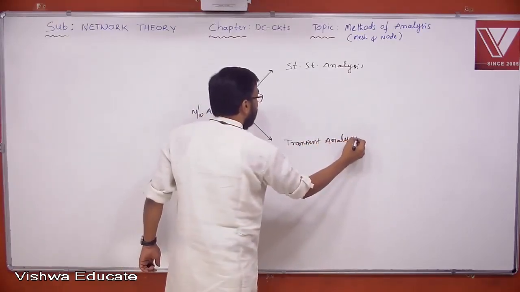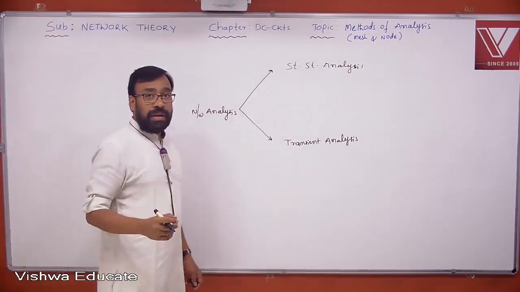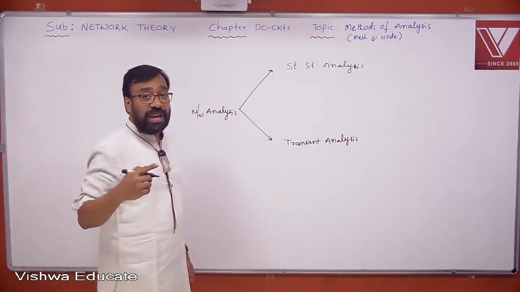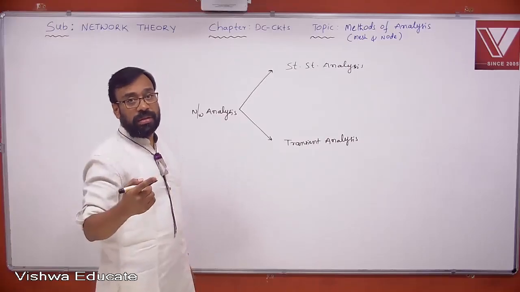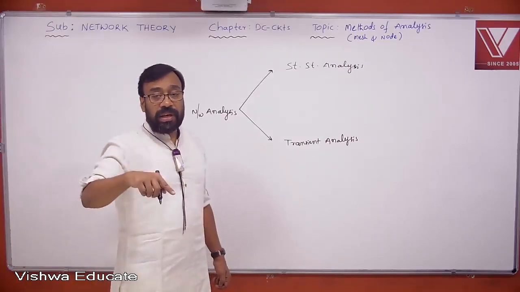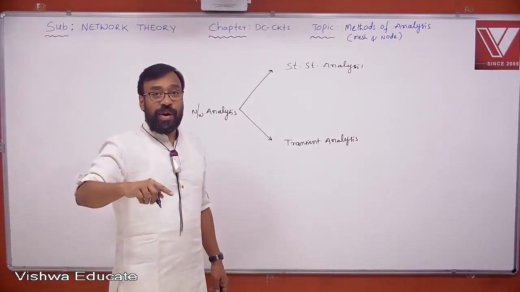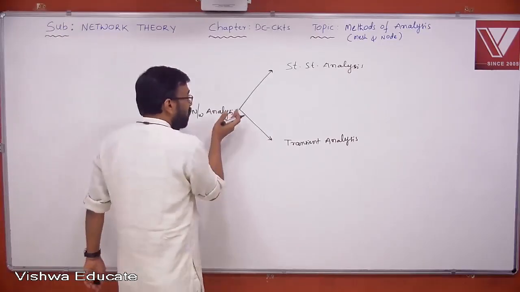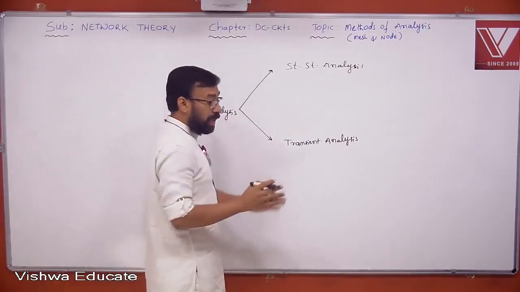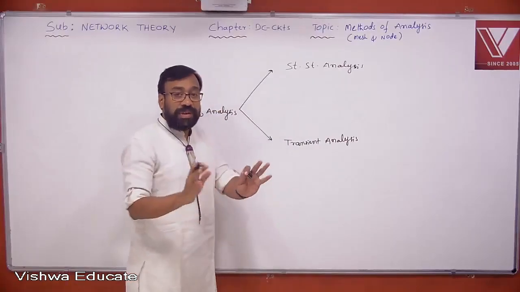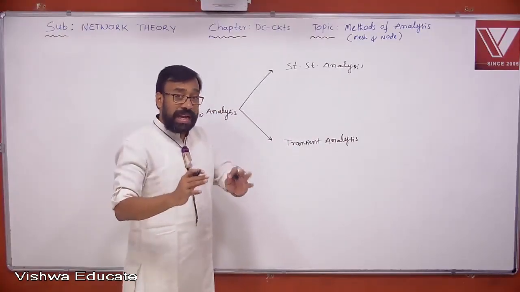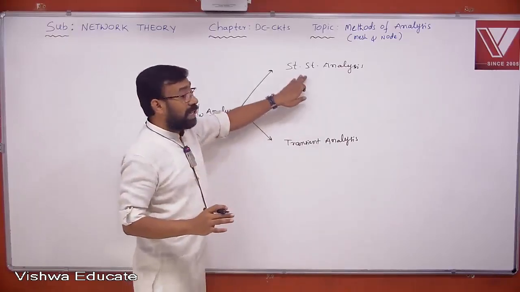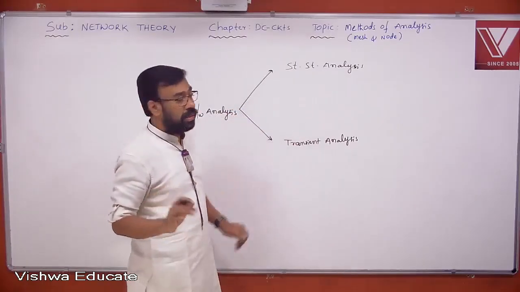If somebody gives you any system or network and asks you to analyze it, immediately you are supposed to ask which type of analysis you want. Do you want steady state analysis or transient analysis? It must be very clear. That is why there are two types of analysis you can do on a particular system. One is steady state analysis, the other is transient analysis.